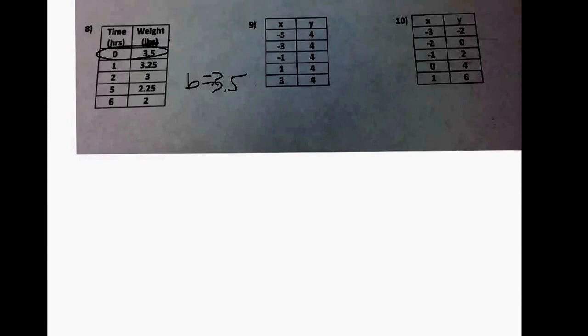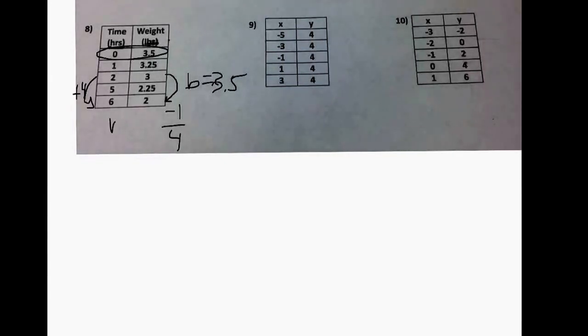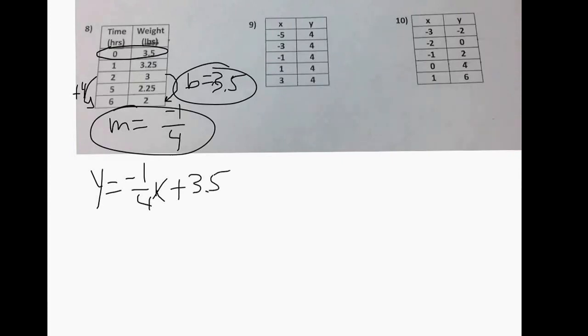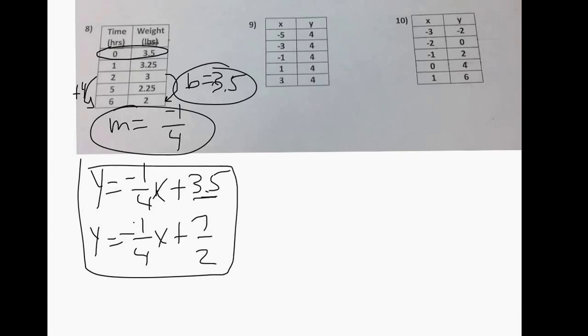These decimals worry me a little bit, so I'm going to jump from 3 to 2. That's down 1. From 2 to 6 is up 4, so negative 1/4. This is my slope. So I have my b and my m, so negative 1/4 x plus 3.5. We might not like this decimal and fraction mixture, so I can type in 3.5 math 1 enter and find out that that's 7 over 2. So these are both acceptable answers.